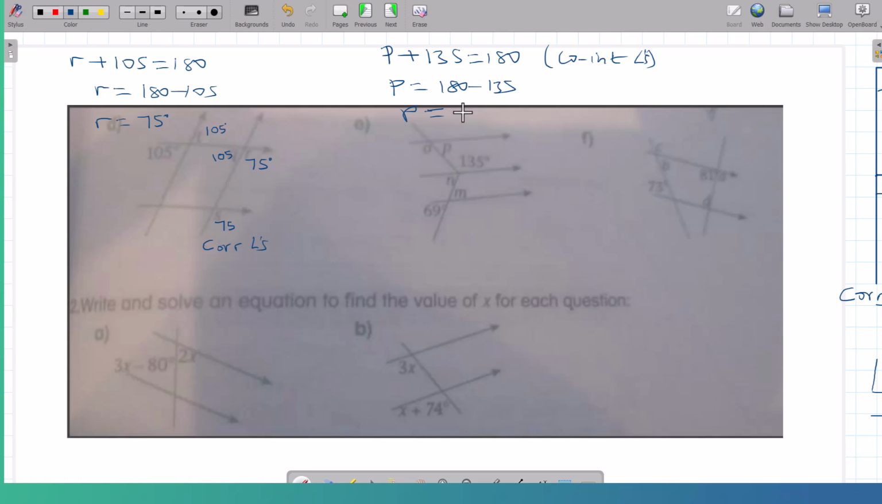You get 45 degrees, so the answer is 45 degrees. Are we together or are you going to read? Together. Okay, all right, so that's 45, ne?